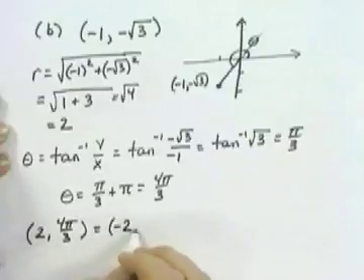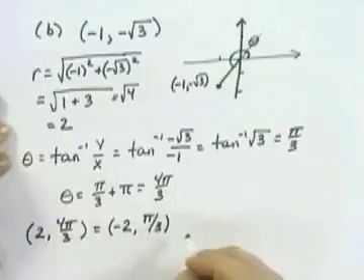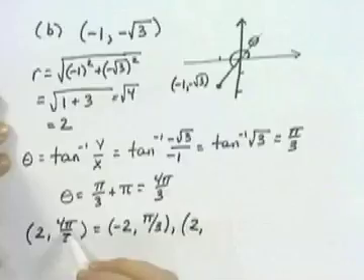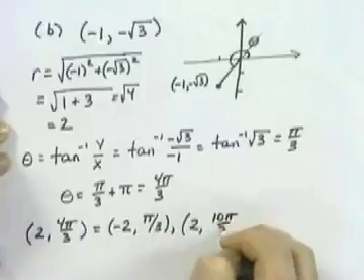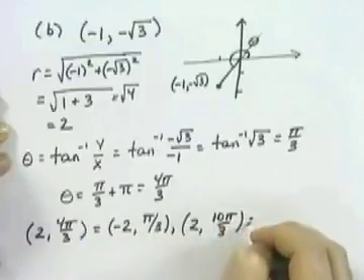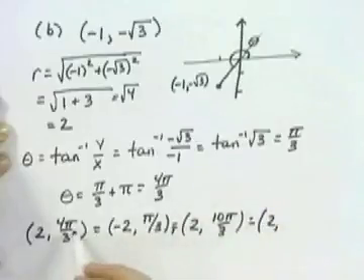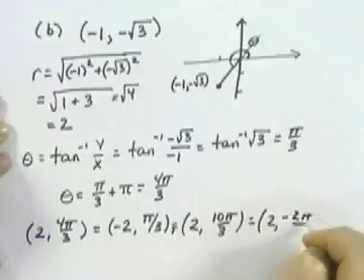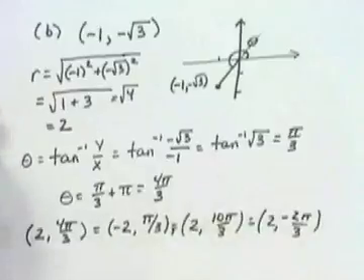Another way I could do this is (-2, π/3). Or (2, ...) maybe add 2π to this angle. 2π is 6π/3, so I could have 10π/3. Or I could even subtract 2π, so minus 2π would give -2π/3. So we now have four representations of the same point in the Cartesian plane.